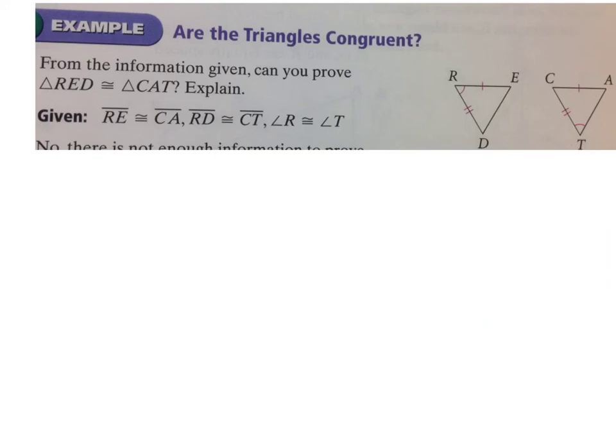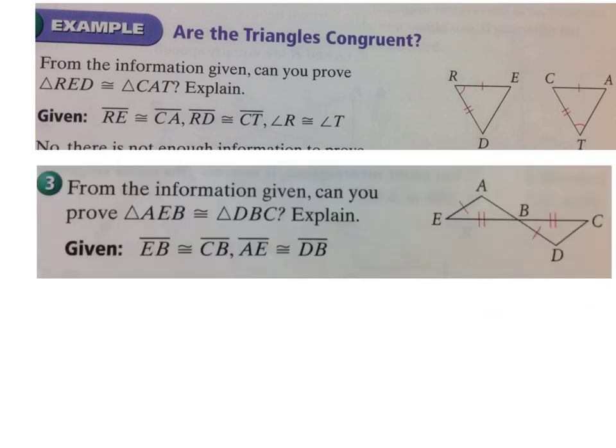On triangle RED, we have side angle side. But on triangle CAT, we have side angle. It is not the included angle. C would have to be congruent to R for these two triangles to be congruent by SAS.